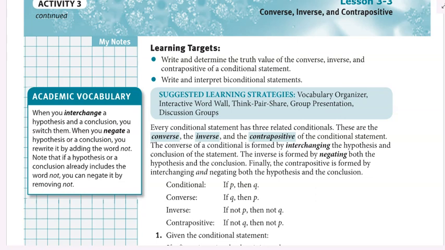Hello again, this is Kyle Munyon on lesson 3-3, converse, inverse, and contrapositive of conditional statements. Here our learning targets are to determine the truth value of these three things: converse, inverse, and contrapositive of conditional statements. So basically, determine the validity of these new statements. We're also going to learn what a biconditional statement is.